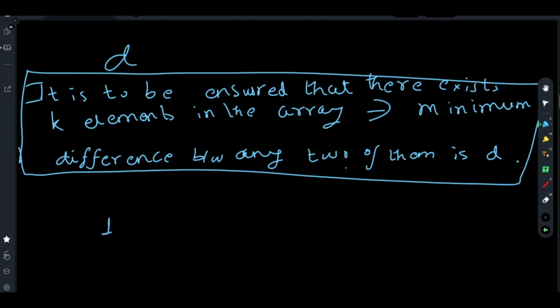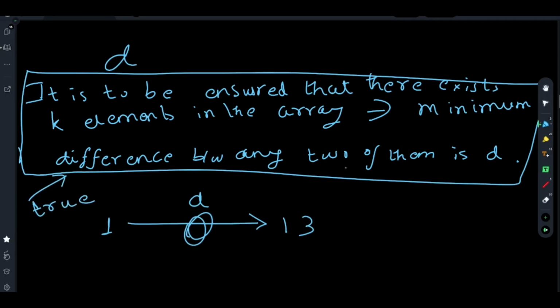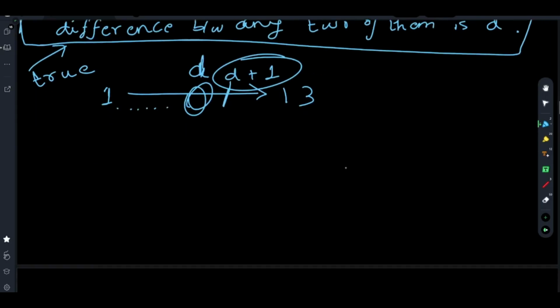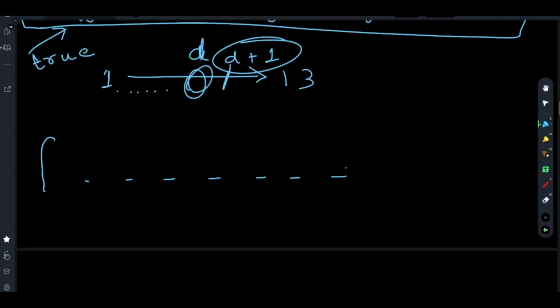If this can be ensured, we can start from 1 and we can move on till 13, and the last number at which this condition becomes true becomes your answer. The last number, starting from 1 and moving on, where this condition becomes true becomes your answer. Once the condition becomes false, there does not exist k elements in the array such that the minimum difference is D.